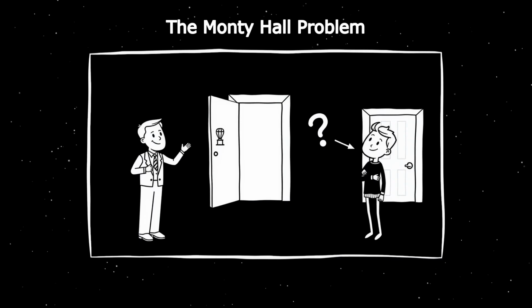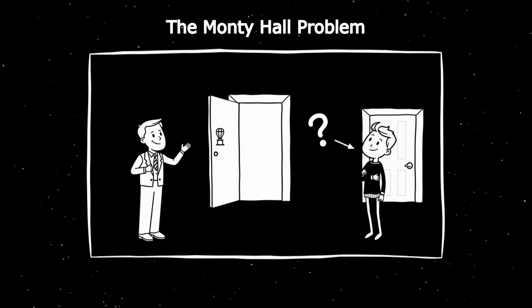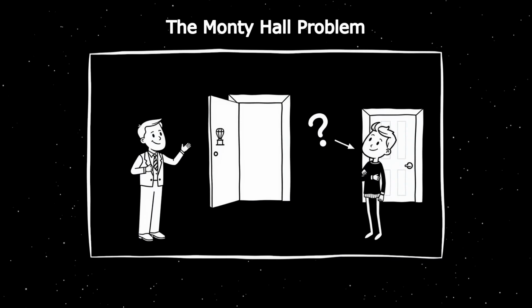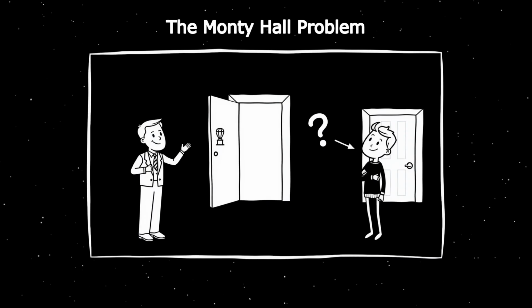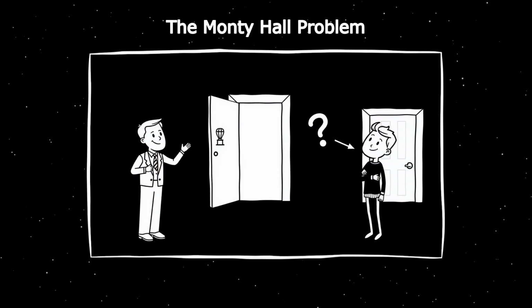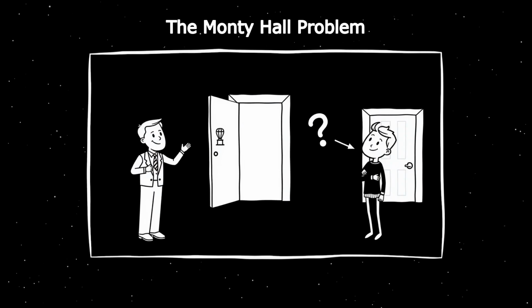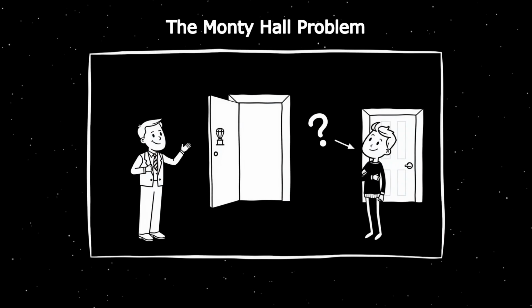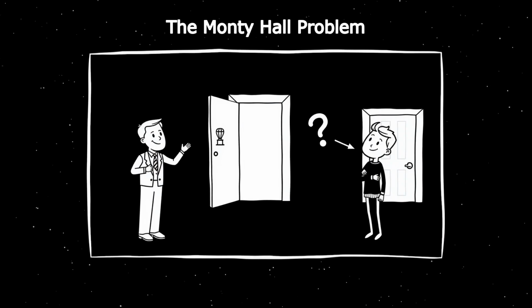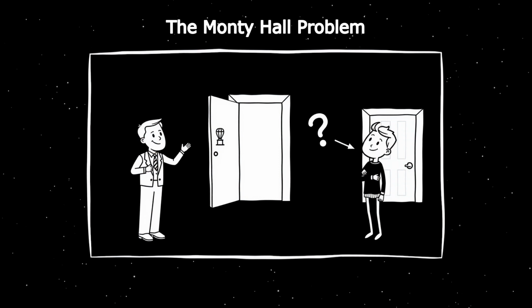To make this clearer, let's consider a practical example. Imagine you have 3 doors again, A, B, and C. You choose door A. The possibilities are as follows. 1. The car is behind door A. Monty opens either door B or door C. Both have goats. If you switch, you lose.